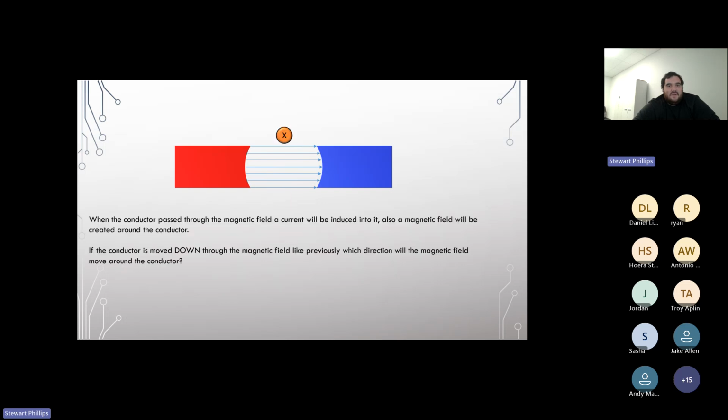Cool. So now, with this rule, the conductor passed through the magnetic field, current will be induced into it. Also, a magnetic field will be created around the conductor. So if we move the conductor down through the magnetic field like previously, which direction will the magnetic field move around the conductor? So if we use the right-hand grip rule, we take our hand, wrap it around the conductor, and our thumb points in the direction of the current flow, in this case in.